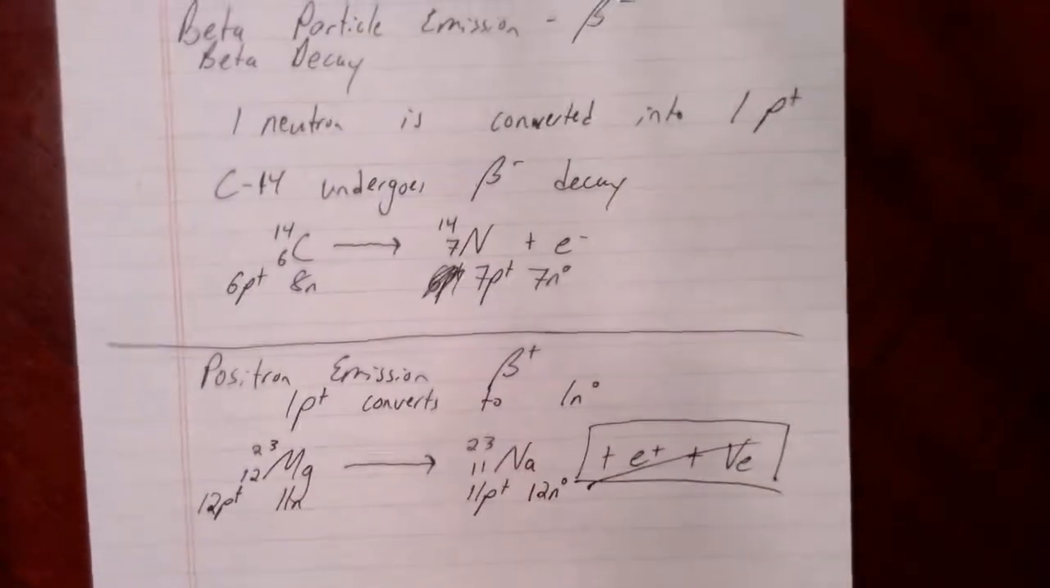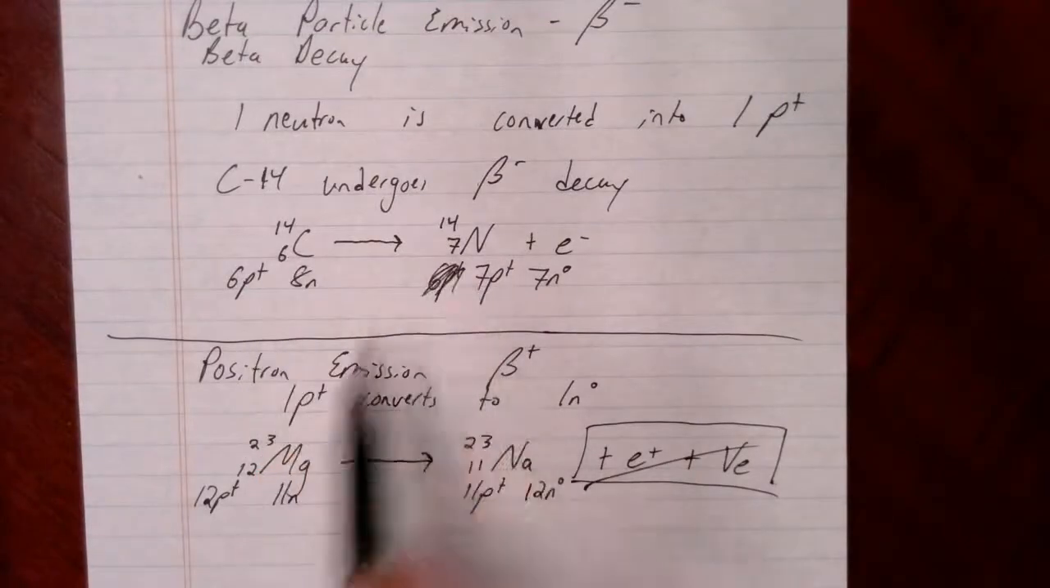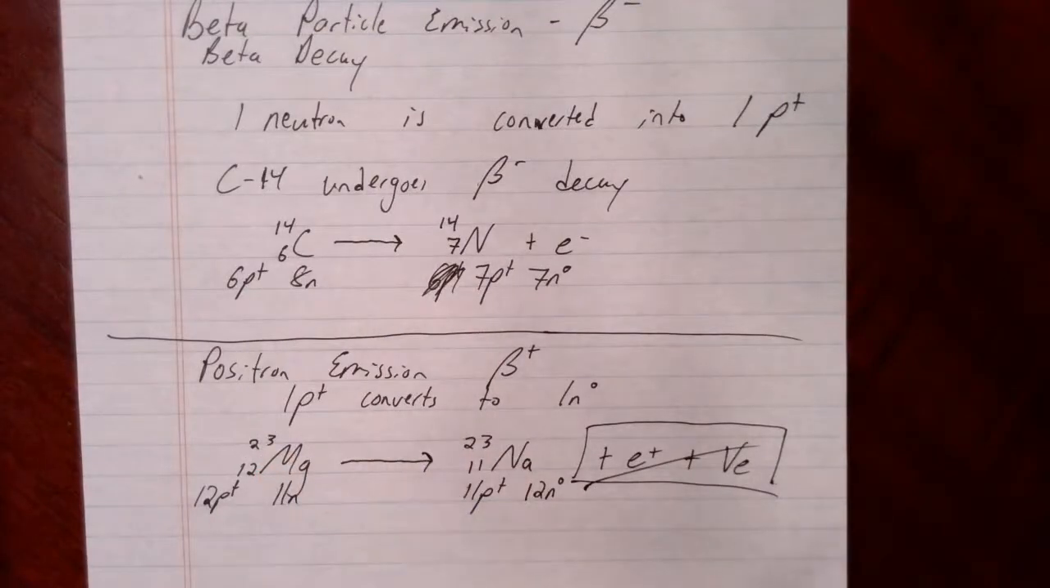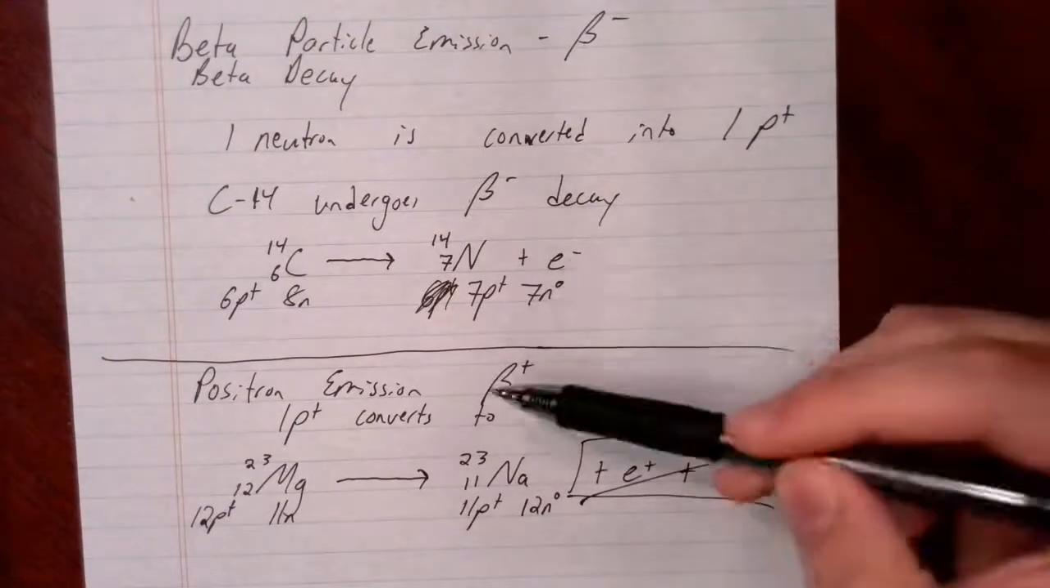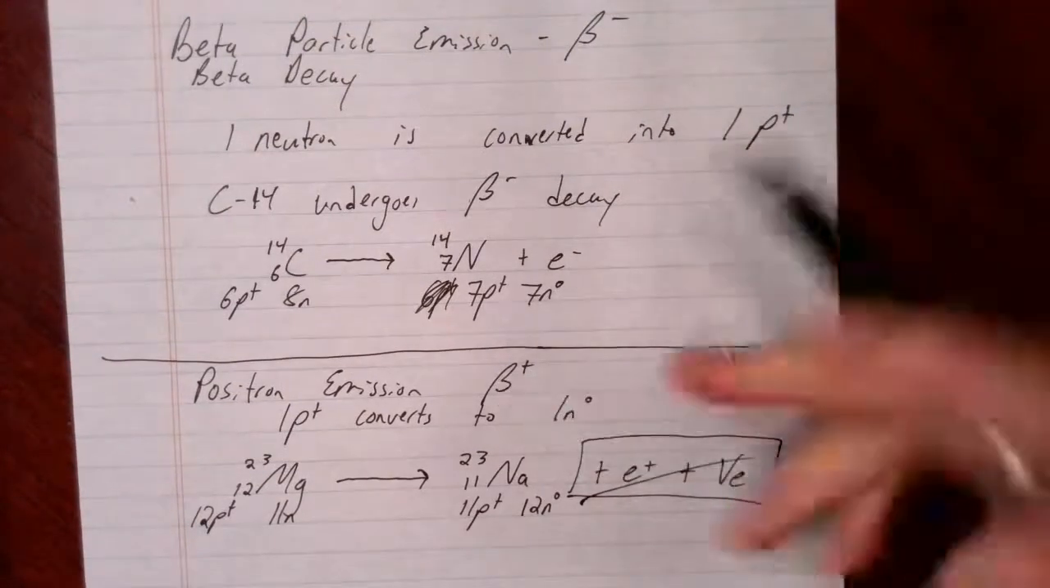Then you look at the number of protons. So look at the atomic number. Did the atomic number increase by 1 or did it decrease by 1? And hopefully that will be able to tell you, did it undergo a positron emission or a beta emission.